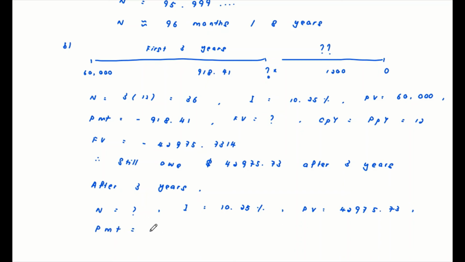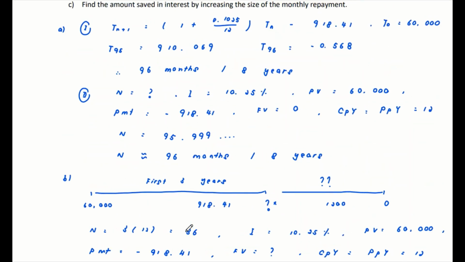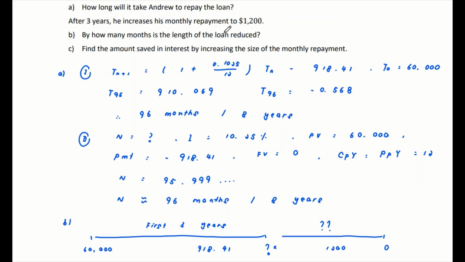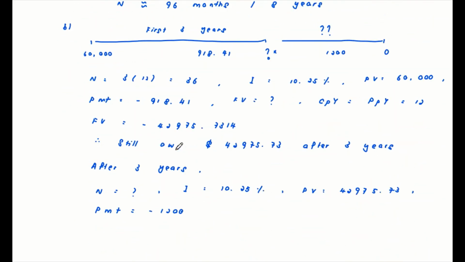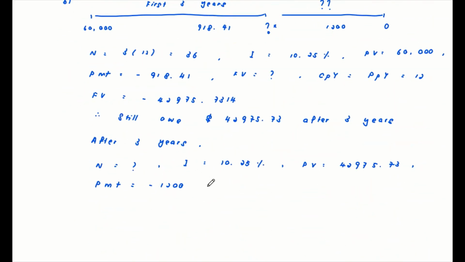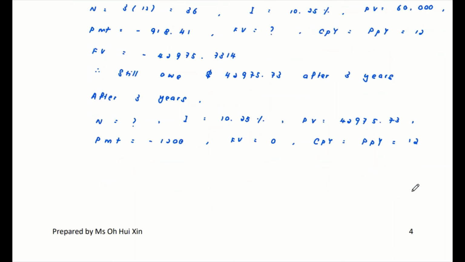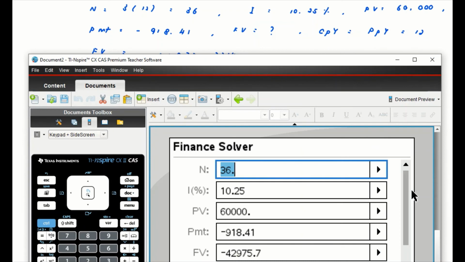Okay, then moving onwards, I have my PMT. So now for each month, I'm paying 1,200, because he increases the monthly payment to 1,200 after 3 years. The same thing, FV here will become 0 because we want to find out when the loan finishes. So C/Y, P/Y is still the same because there's no change stated in the question, right? So we just put them in the calculator and see what's the N that we can get.